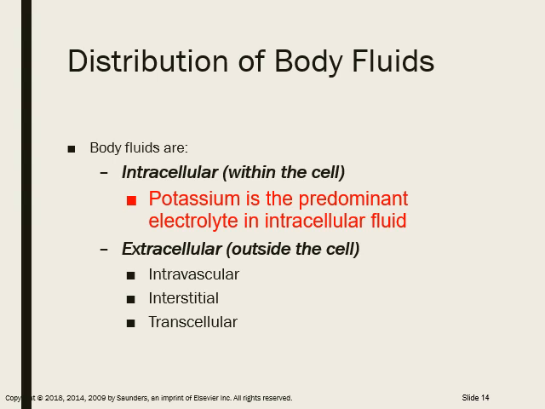Body fluids are either intracellular, within the cell, or extracellular, outside the cell. Potassium is the predominant electrolyte in the intracellular fluid. Extracellular fluid, also known as ECF, is of three types: intravascular, interstitial, and transcellular.